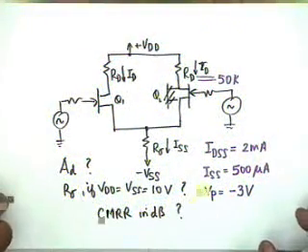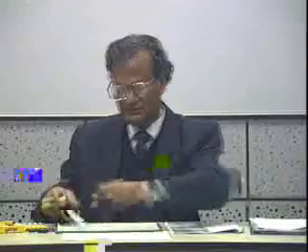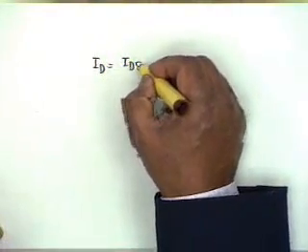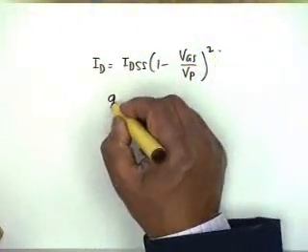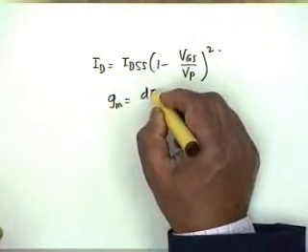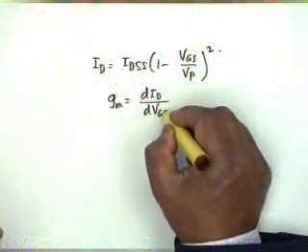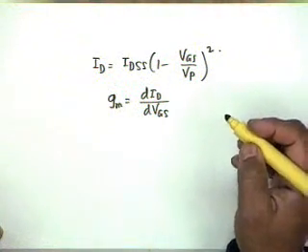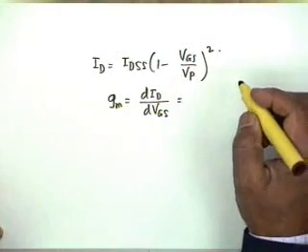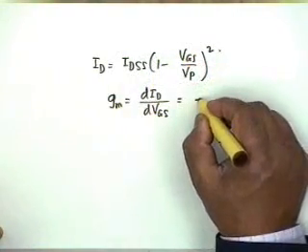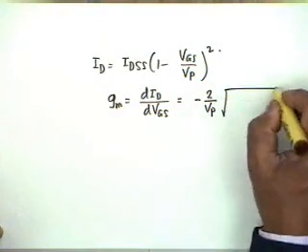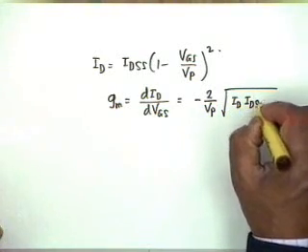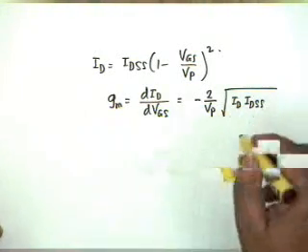The first thing we do is find out GM. You know the relationship is ID equal to IDSS times 1 minus VGS divided by VP whole squared, and GM is dID by dVGS, and we had shown earlier that by differentiating this and simplifying, this can be written as minus 2 by Vp times square root of IDSS. This can be very easily established. We have eliminated VGS.